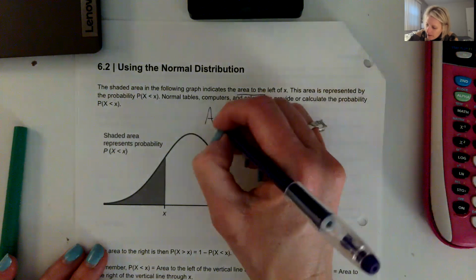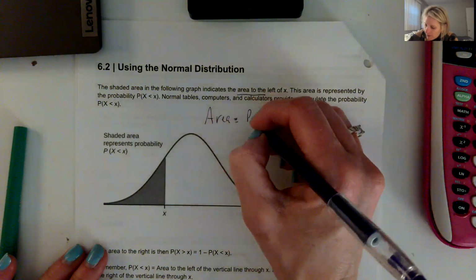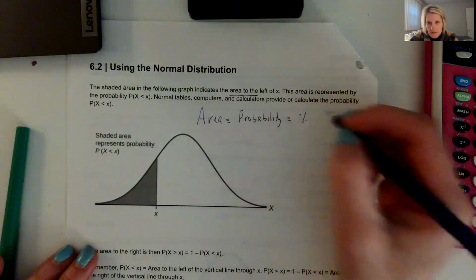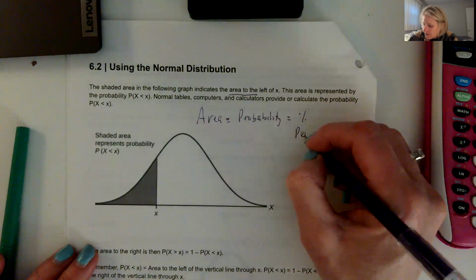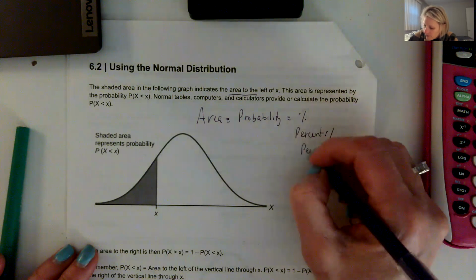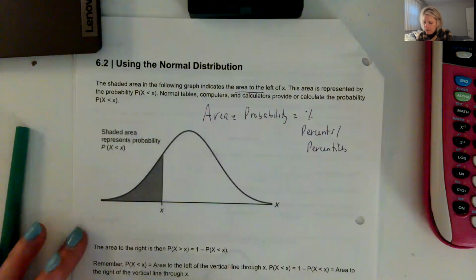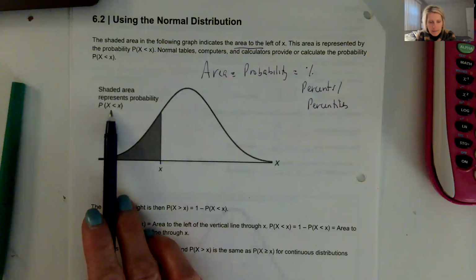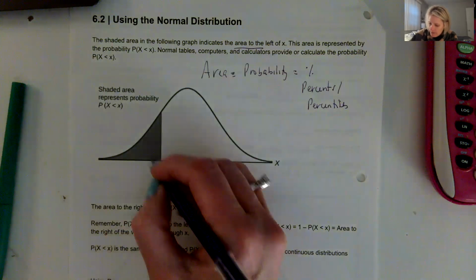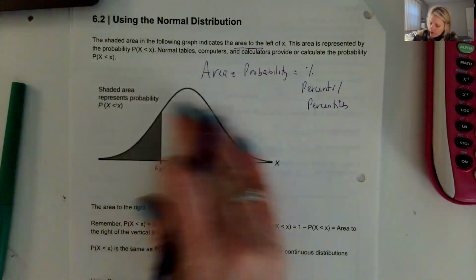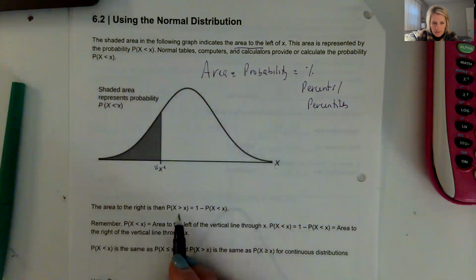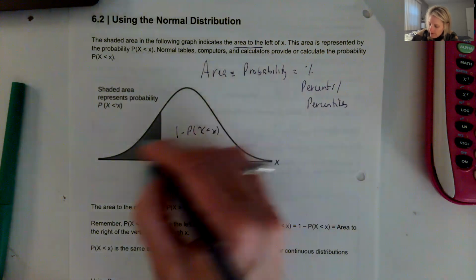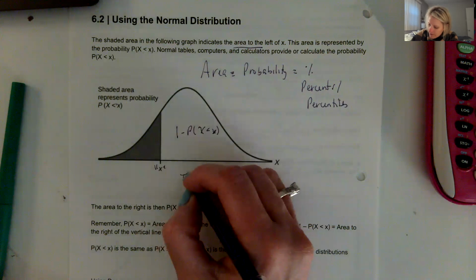area under the curve, area is really equivalent to probability. And it's also equivalent to percent. So if we talk about percentiles, percents and percentiles. Okay. So the area that's shaded here is the probability of X being less than a particular value X. And so this shaded area is just going to be the complement of that. Okay, so this is 1 minus the probability of X being less than X. These add to 1.